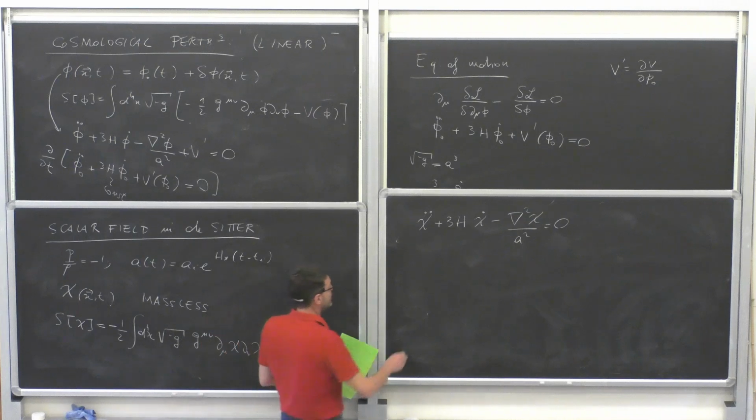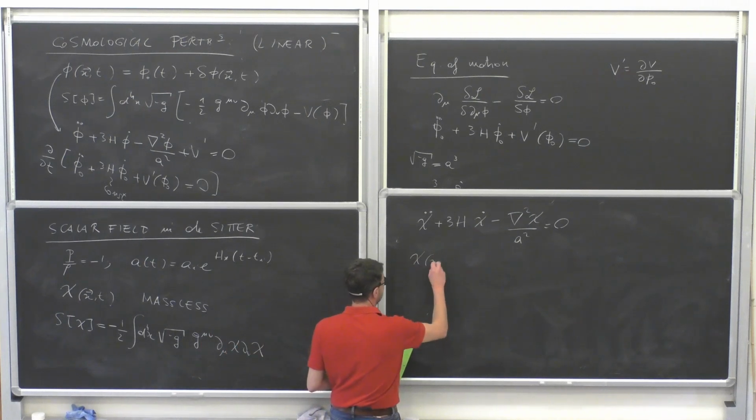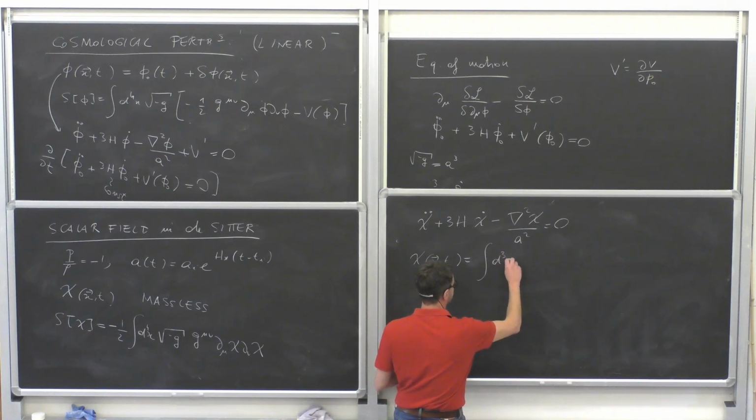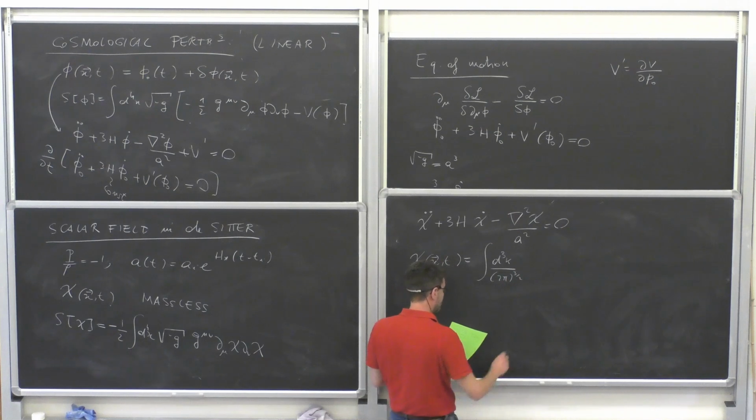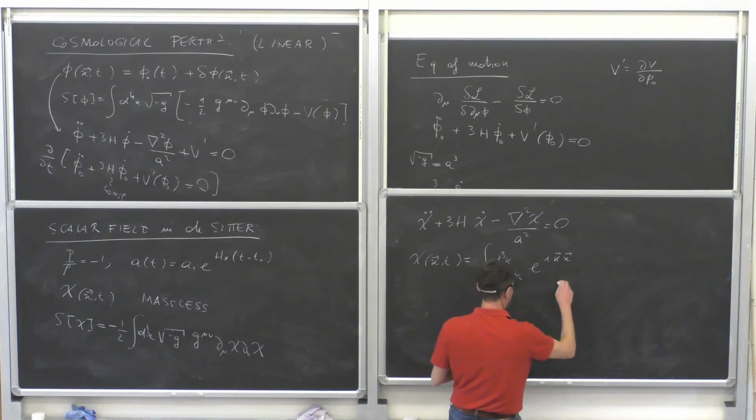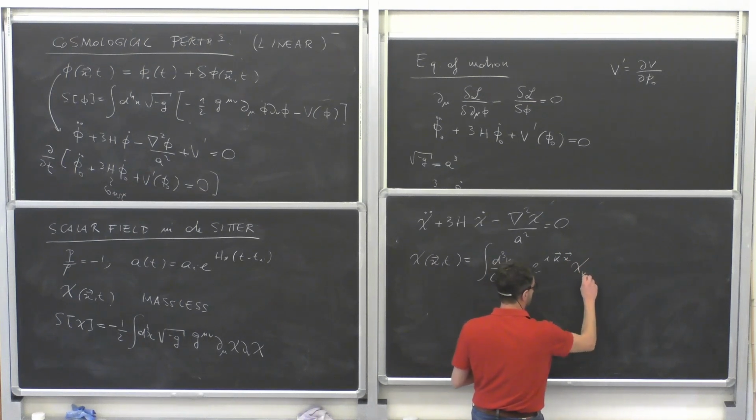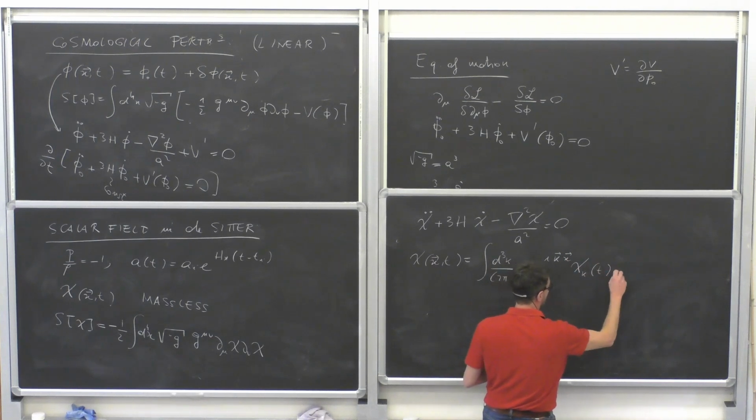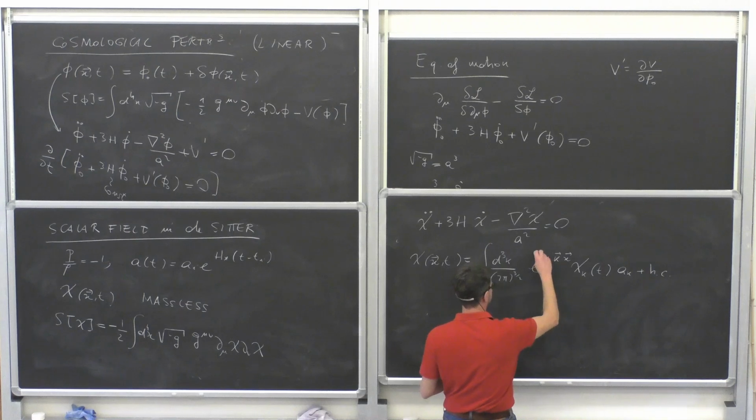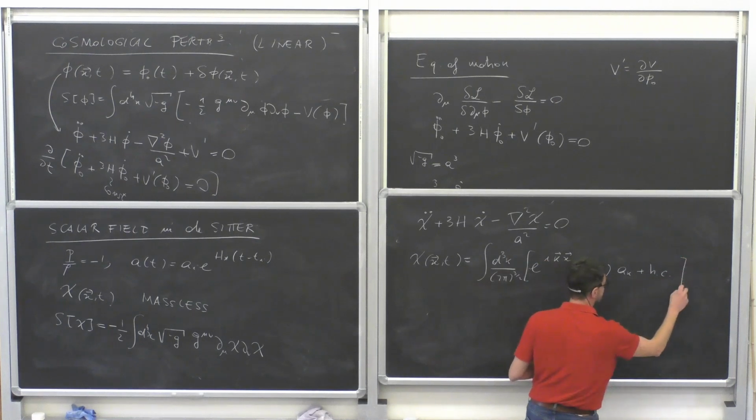What I can do now is Fourier transform. I can write chi of x and t as the integral d^3k, divided by (2 pi)^(3/2), which is the convention I'm using, e to the i k dot x times some function of time times the annihilation operator, plus the Hermitian conjugate. Okay, I do the usual expansion in Fourier modes.